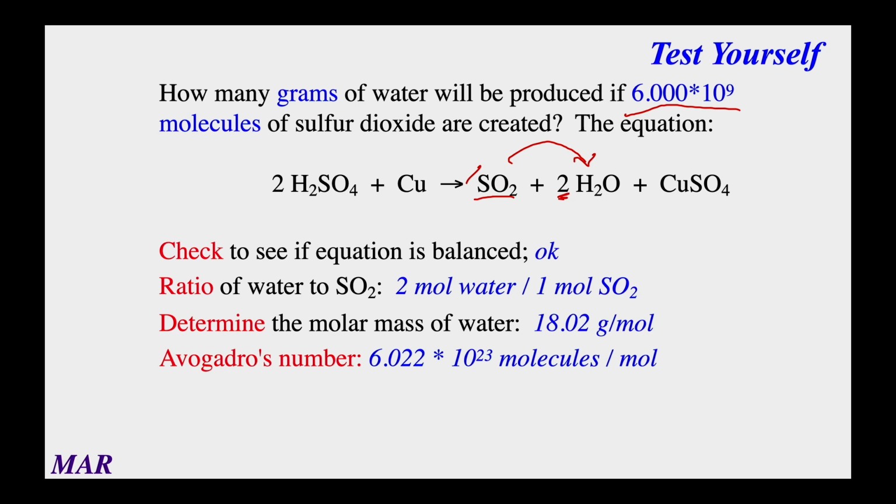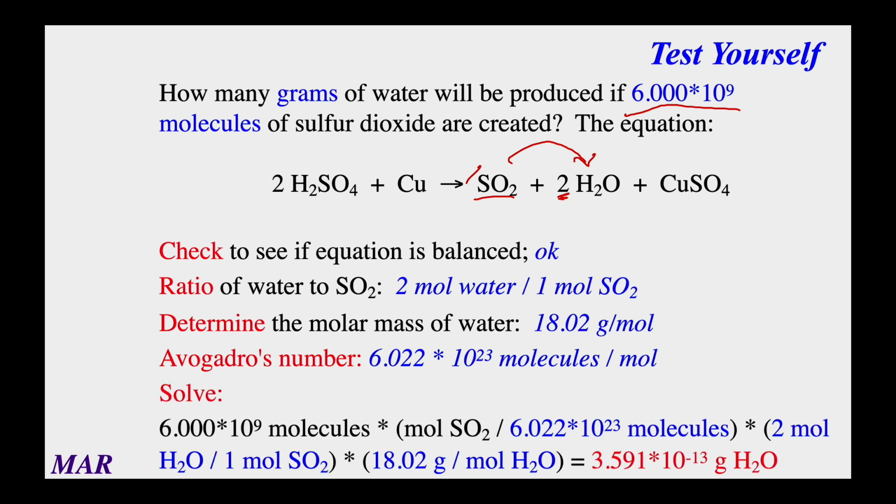You're going to need the molar mass of the water, and that's how many grams per mole are in the water. So if you add up an oxygen and 2 hydrogens, that's about 18 grams. Better sig figs would be 18.02. And like we talked about earlier, you're going to need to go from molecules to moles, and that's where Avogadro's number comes in, 6.022 times 10 to the 23rd. In this case, it's molecules of SO2 per mole of SO2.